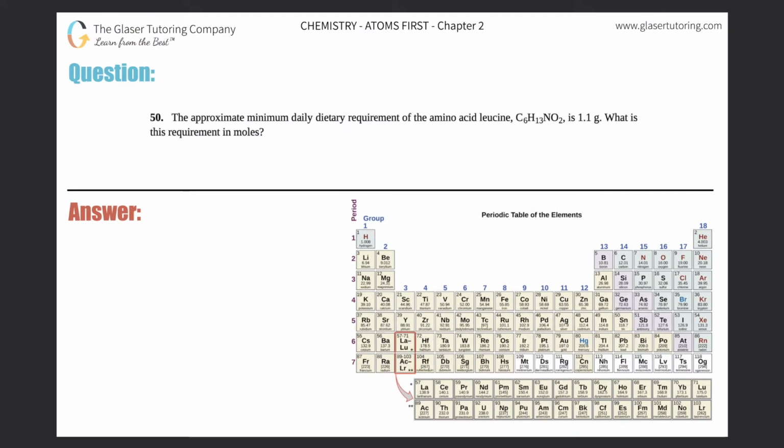Number 50. The appropriate minimum daily dietary requirement of the amino acid leucine, C6H13NO2, is 1.1 gram. What is this requirement in moles? Okay, so we're basically going from 1.1 grams of C6H13NO2, and we want to go to moles of C6H13NO2. Can we do this in one shot?